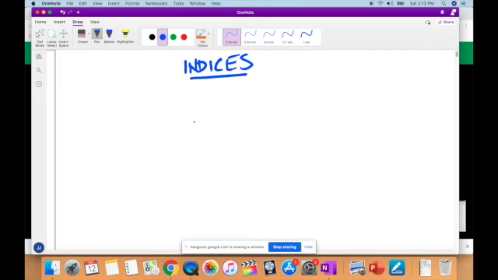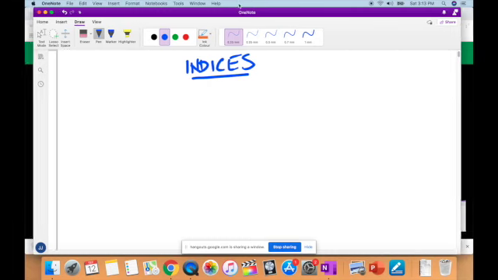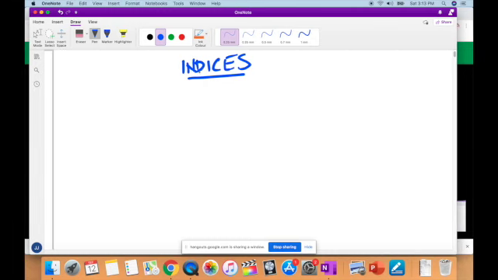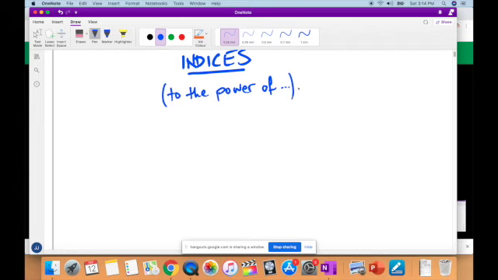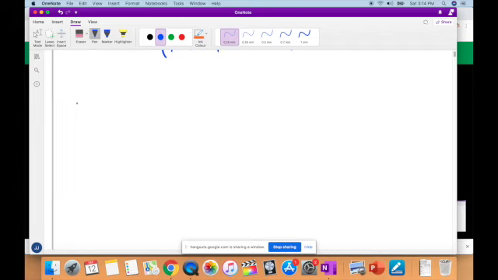So what do you know indices to be? When I have a number to the power of the next one. Generally we know it as "to the power of," right? What does that mean though? Let me just say I have 2 to the power of 3. What does that mean? It's multiplied by itself 3 times. Right, so 2 is being multiplied by itself 3 times.